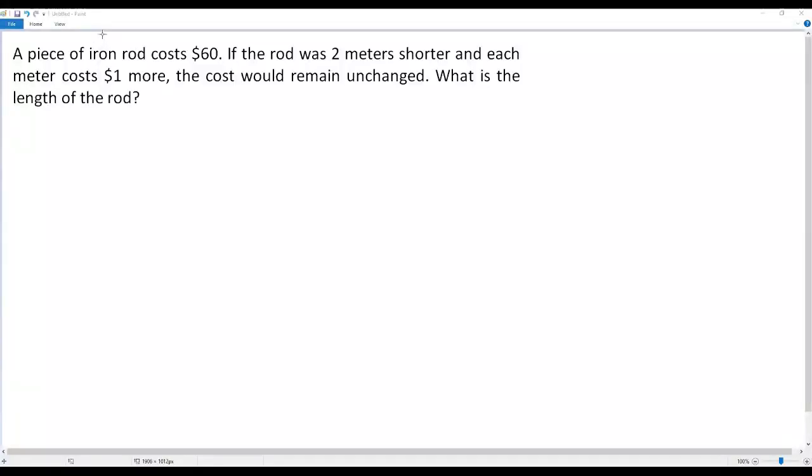Here we have a SAT math problem. Okay, let's go to the question. A piece of iron rod costs $60. If the rod was 2 meters shorter and each meter costs $1 more, the cost would remain unchanged. What is the length of the rod?